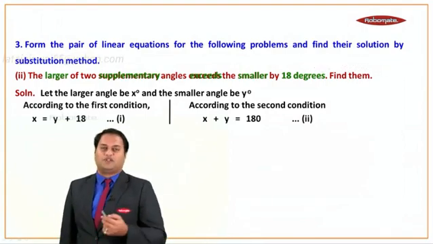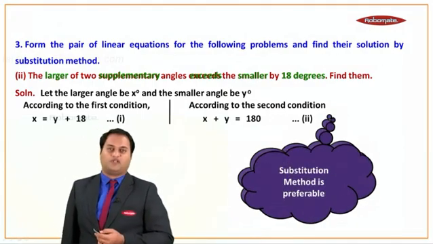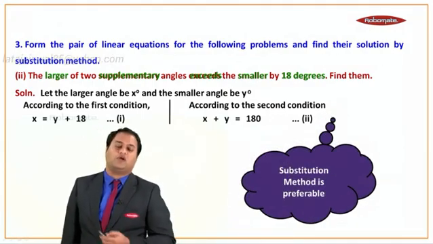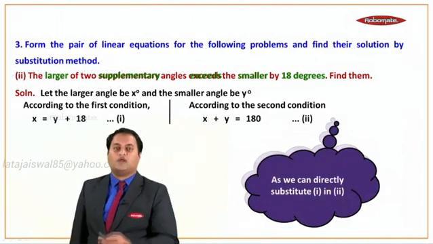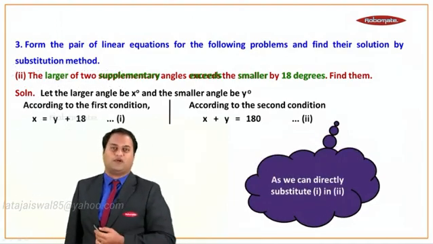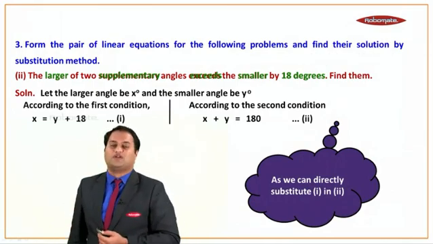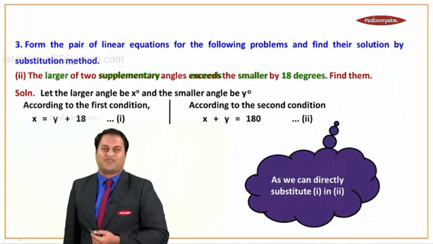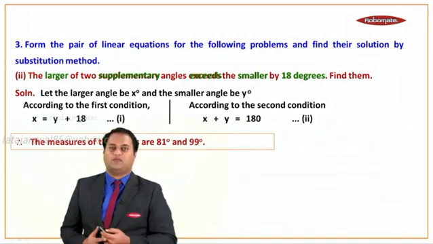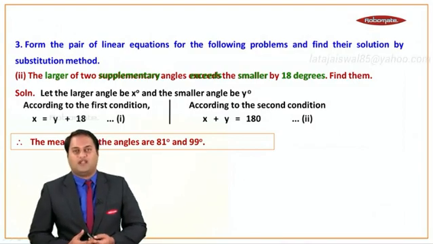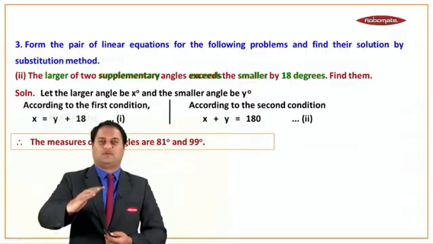We get the first equation, we get the second equation. Normally you can solve by any of the four methods, but in this it is preferable to solve by substitution method. Reason: because it is asked. Moreover, you can see we can directly substitute equation number 1 in equation number 2 because equation number 1 is already in the form of x is equal to something. So we can directly substitute 1 in 2 and solve. The answer will be: the measures of the angles are 81 degrees and 99 degrees. That's the answer. The solving part is very, very simple.